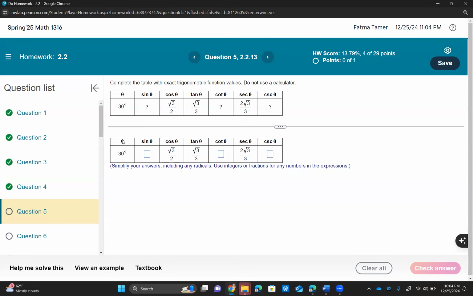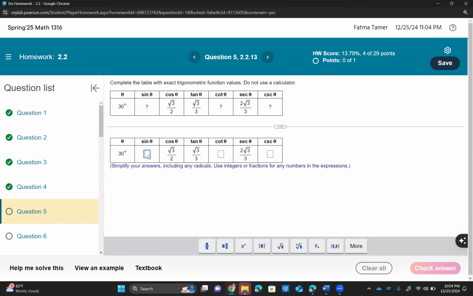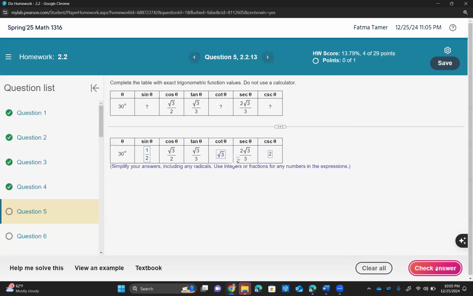For question 5, we're going to study with 30 degrees. Sine of 30 is 1 over 2. Cosine is given, tangent is given. So cotangent is always the reciprocal of tangent. So it will be 3 over root 3, which just simplifies to root 3. And cosecant is the reciprocal of sine. So the reciprocal of 1/2 is just 2. And then I can find the missing values like this.